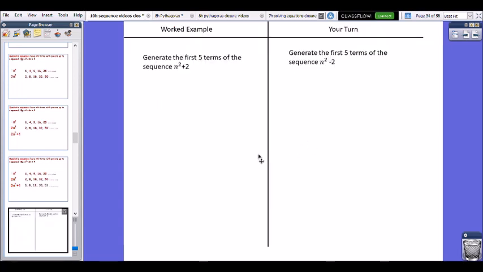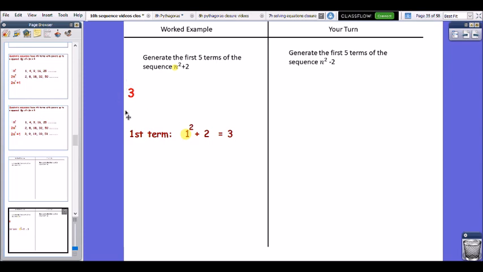So a common type of question is something like generate the first 5 terms of a sequence. I think the easiest way to do this is to replace n with the term number you're looking for. So we make a substitution. So, for example, if I want to find the first term, instead of n squared plus 2, I'm going to call it 1 squared plus 2, because I'm looking for the first term. So 1 squared plus 2 would give me 3. The first term of this sequence is 3.